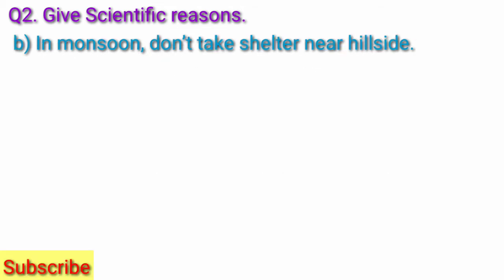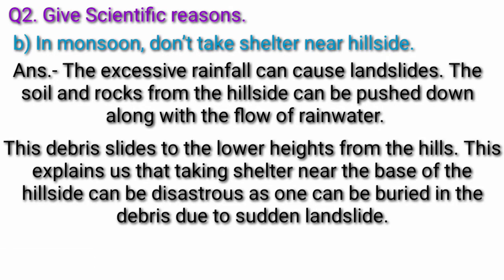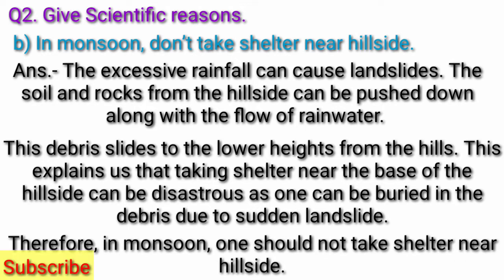Question B. In monsoon, don't take shelter near hillside. Answer. The excessive rainfall can cause landslides. The soil and rocks from the hillside can be pushed down along with the flow of rainwater. The debris slides to the lower heights from the hills. This explains to us that taking shelter near the base of the hillside can be disastrous as one can be buried in the debris due to sudden landslide. Therefore, in monsoon, one should not take shelter near the hillside.